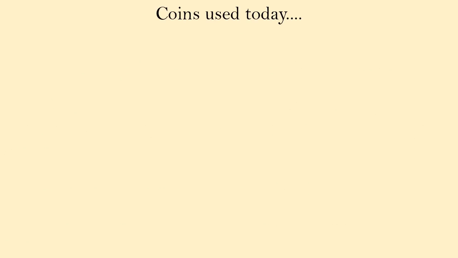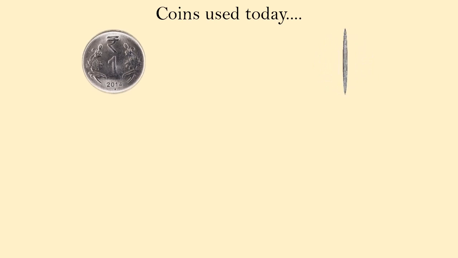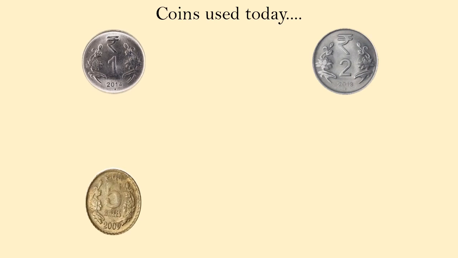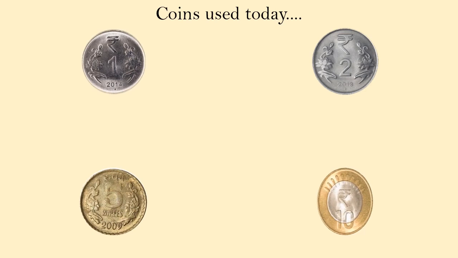Now, what are the coins that we mainly use today? We have the 1 rupee coin. This seems to be the lowest form of currency that is now available. We have the 2 rupee coin. We have the 5 rupee coin. And we have the 10 rupee coin.